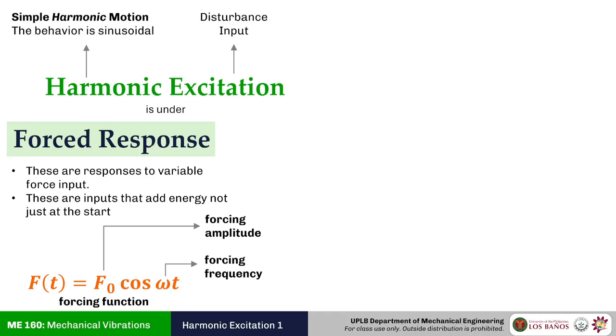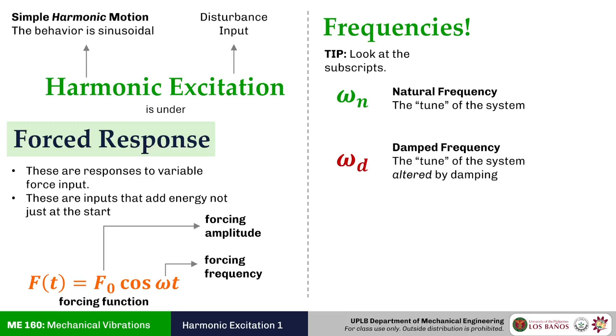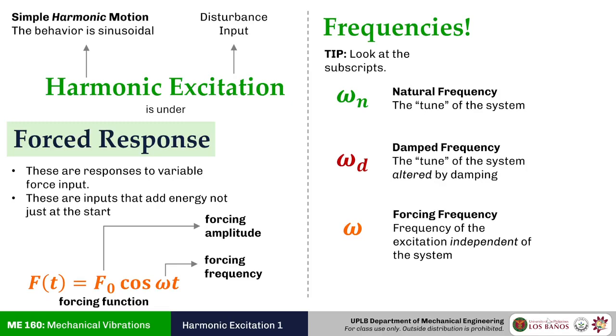At this point, let's distinguish all the frequencies that we've discussed so far. The tip here is you have to be careful about the subscripts. The first omega that we encountered, omega n, is the natural frequency. This is the natural beat of the system. And if you have damping, you have a little bit of distortion, so that is the damped frequency. What's common between these two is that they come from the system, while omega, without any subscript at all, comes from the disturbance. Just to point that out, omega is from the disturbance, not from the system.